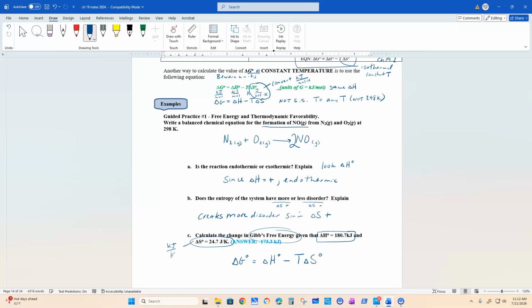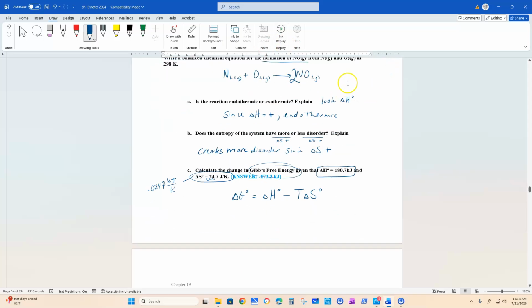So kilojoules over Kelvin. I'm going to go 1, 2, 3. So 0.0247. You keep the sig figs, you just move the decimal. Now that I have the kilojoules, I'm going to put in my delta H, 180.7 kilojoules, minus standard state, 298 Kelvin, and then my delta S, now that we have it in the proper unit, because the laws of math say that you can't add and subtract unless they're the same units.